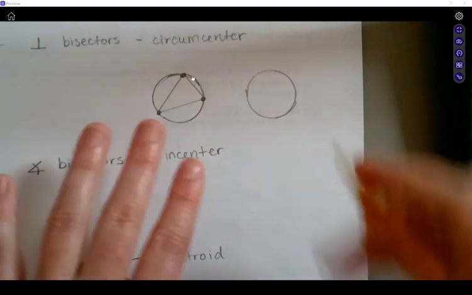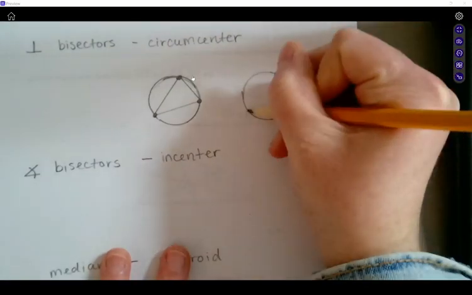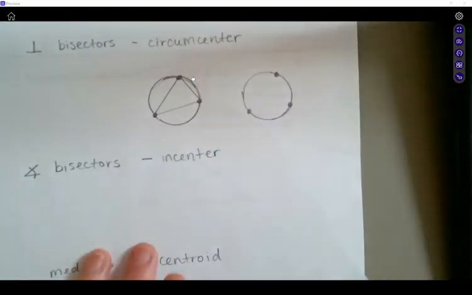All right, then I'm going to do the same thing with my other circle. I'm going to plot some points, and I'm going to connect my dots.